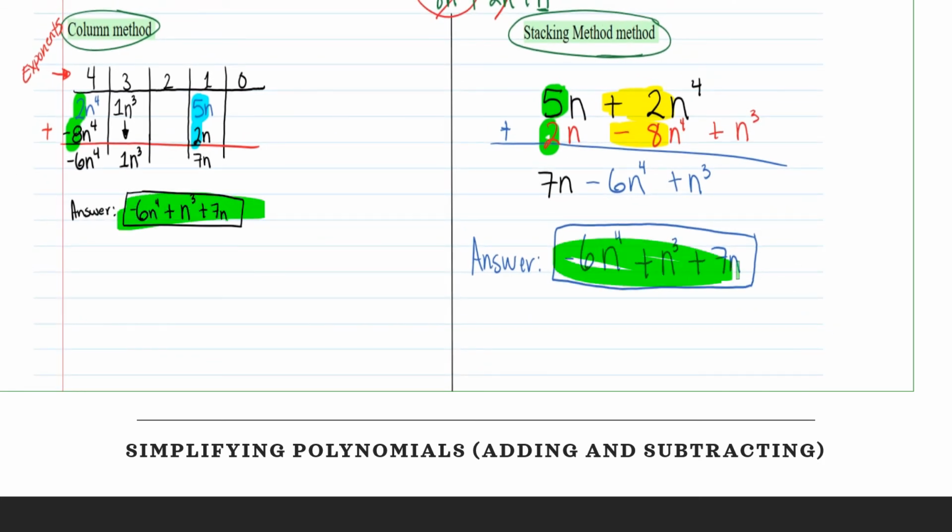And that's it. Notice how we got the same exact answer using either of the methods. So you get to choose what method you like most.